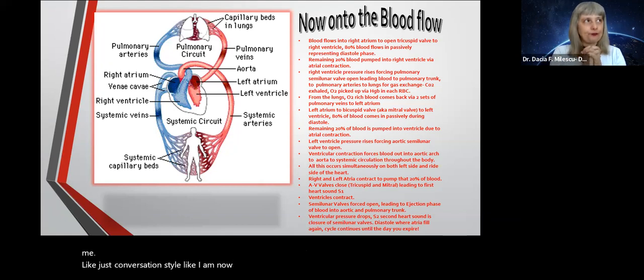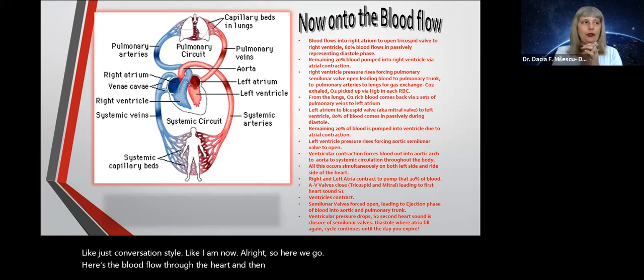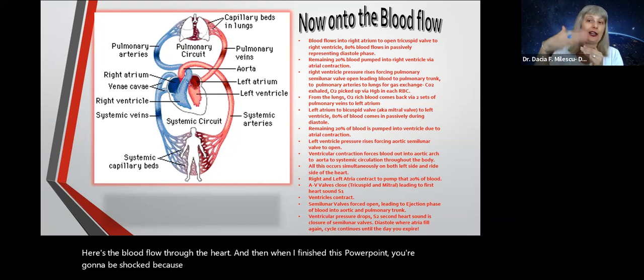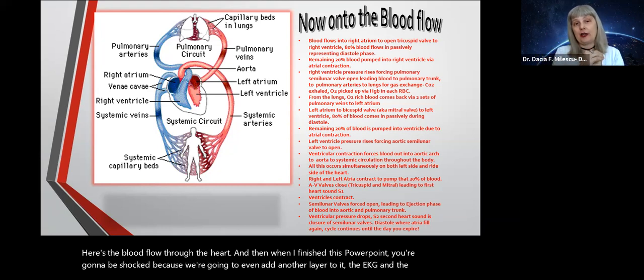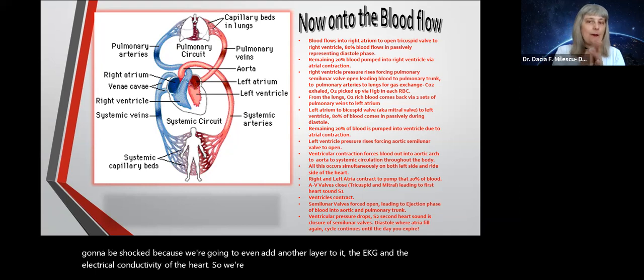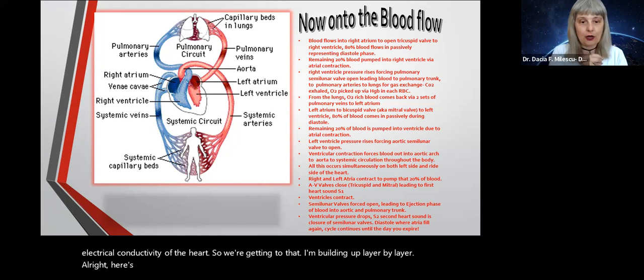All right, so here we go. Here's the blood flow through the heart. And when I finish this PowerPoint, you're going to be shocked because we're going to even add another layer to it, the EKG and the electroconductivity of the heart. So we're getting to that. I'm building up layer by layer. All right, here's how the blood flow through the heart goes.